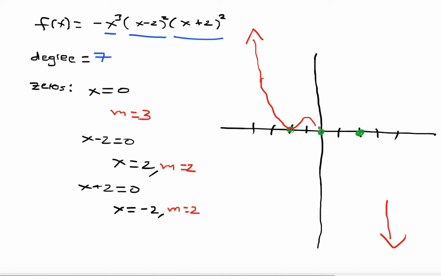But then at 0, are we going to go through it, or are we going to touch it at 0 and bounce back? The multiplicity tells us. It's odd. So because it has an odd multiplicity, we're going to go through the x-axis. Here's the next x-intercept, so we are going to have to turn around at some point. And what's going to happen at 2? Well, at 2, the multiplicity is even, so what can we conclude here? Because the multiplicity is even, we're going to touch the x-axis at 2 and then turn around.